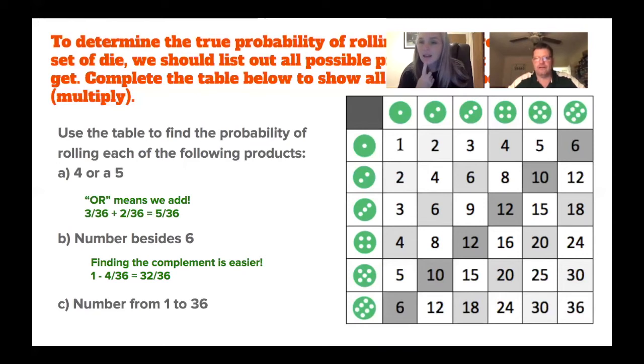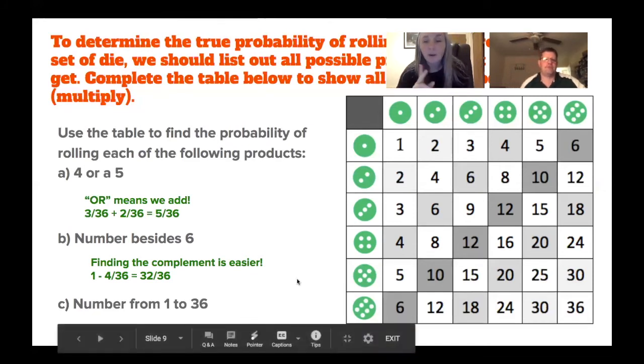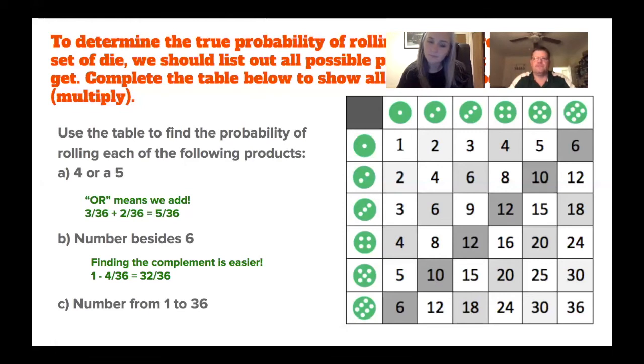And you don't need 2 math people to tell you that. It's probably pretty obvious, right? If there's 36 of them and 4 of them are 6, then 32 of them are not 6. So that's probably pretty natural for you. But when you get probability tables, it might not be natural. So you'll have to really think about it. Sometimes that's not always obvious, but when it comes out, it's nice sometimes to use the complement.